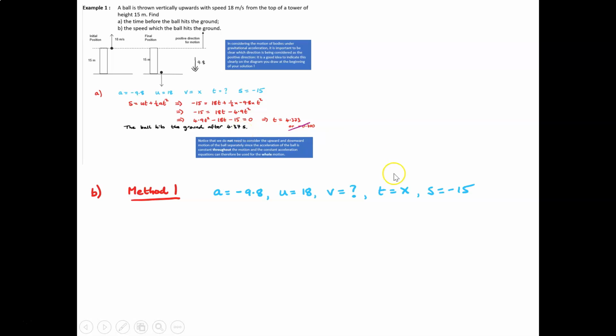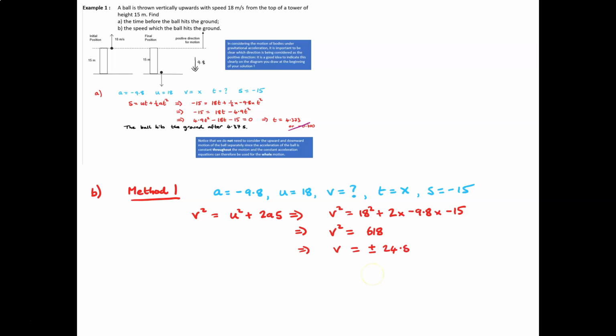Not using the t, because it might have been wrong with us. So if we use that equation, v squared is equal to u squared plus 2as, we get, putting values in, 18 squared plus 2 times minus 9.8 times minus 15. That works out to be 618, taking the square root. We've got a plus and minus velocity.